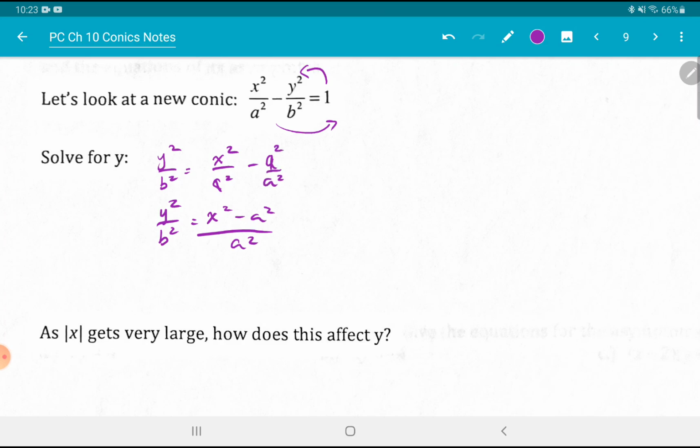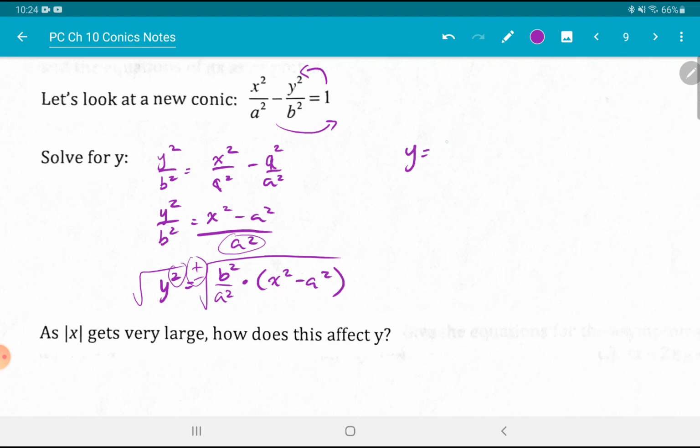Okay. And then from there, we'll move the b over. So we'll have y squared is equal to b squared over a squared, times x squared minus a squared. All right, well, I guess there's only one thing left to do, which is get rid of this square, and we do that by square rooting both sides. Don't forget, square root needs plus minus.